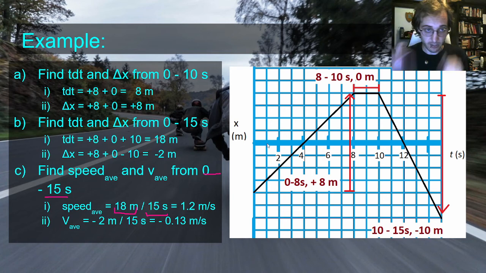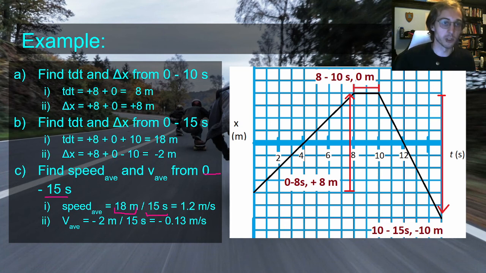So that is everything you can be expected to do with a position graph, unless there's acceleration. We'll learn about how to look at position graphs and tell what's happening with acceleration when we learn about acceleration graphs. But for now, that should, I think, be it.